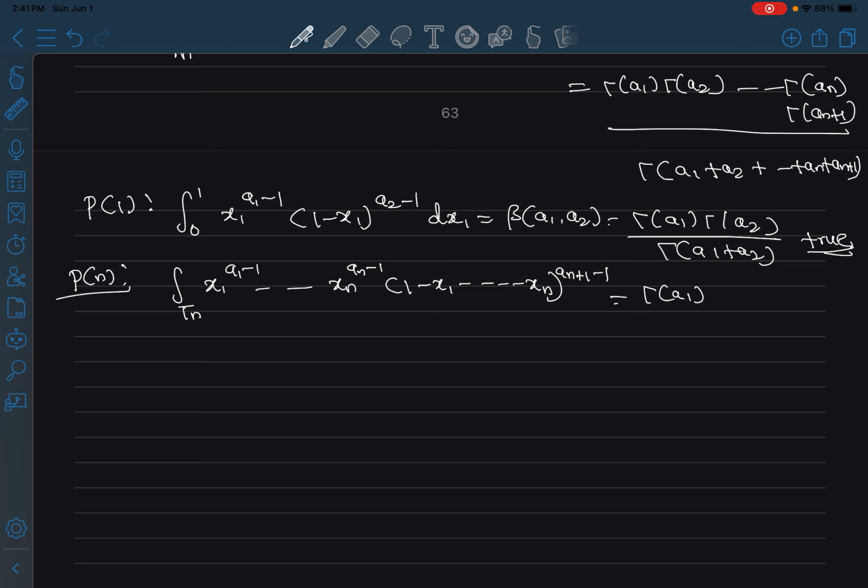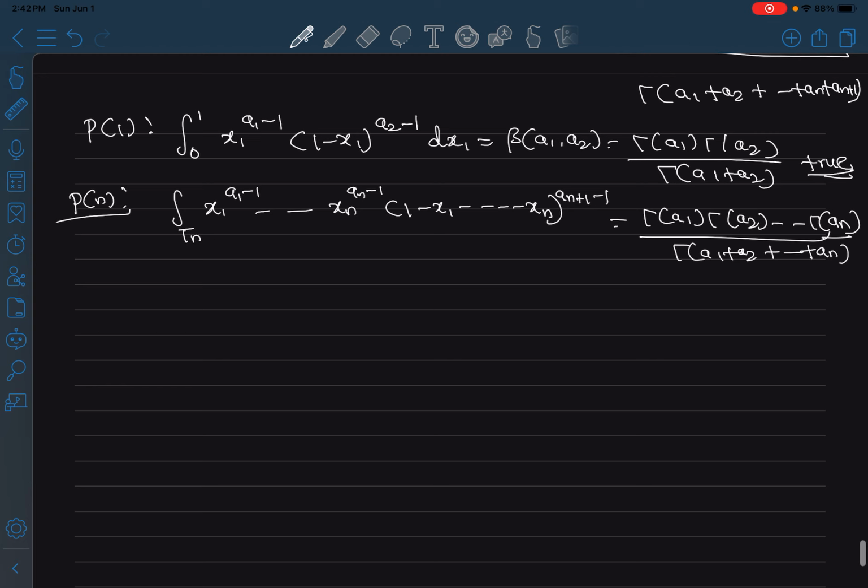So this is true in n dimensions. We assume that, right? Gamma of a_n, divided by gamma of a1 plus a2 up to an. So we have this in n dimensions, and now we want to prove this for n plus 1 dimensions, right?